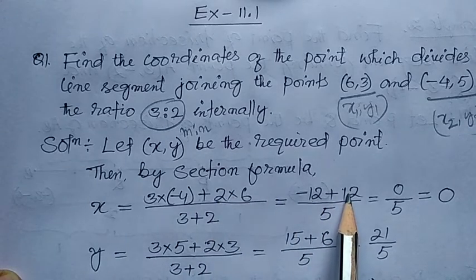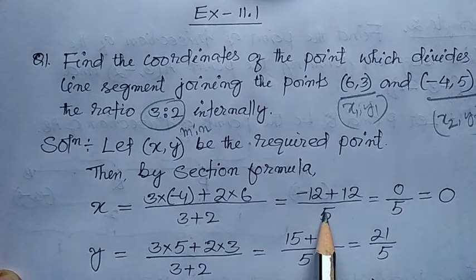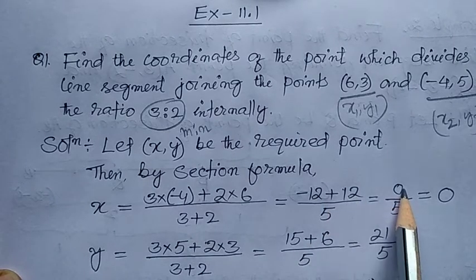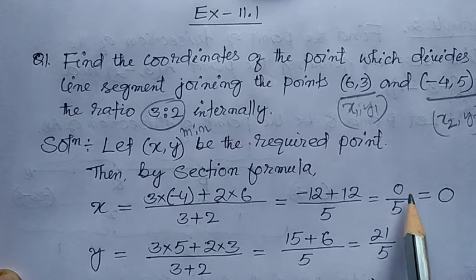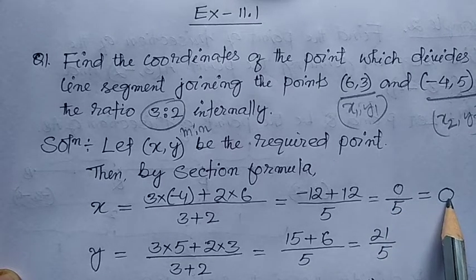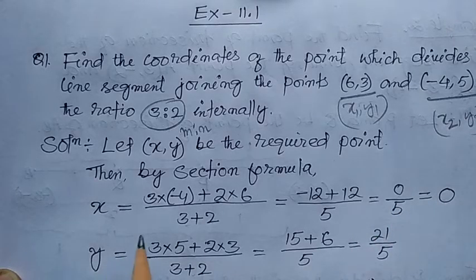2 into 6 is 12. 3 plus 2 is 5. Finally, minus 12 and plus 12 is 0. 0 divided by 5 is 0. Remember, 0 divided by any number is 0. Later now we'll find y value.